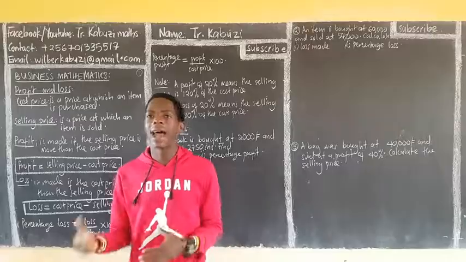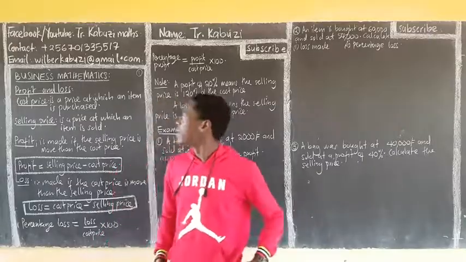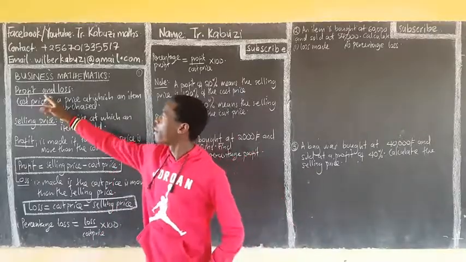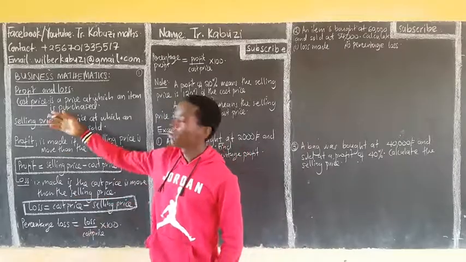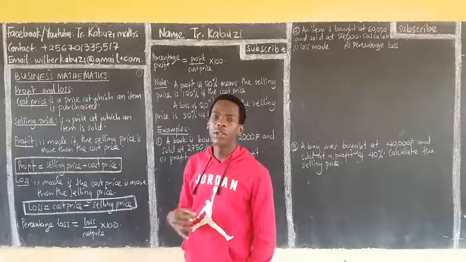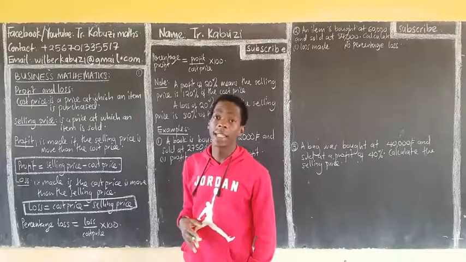This deals with currency and so on. So let's start with profits and losses, or profit and loss. First of all, to know the profit and then the loss, you need to know what we call a cost price, then also a selling price.